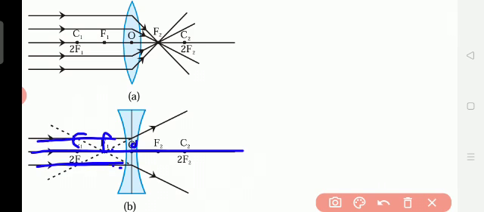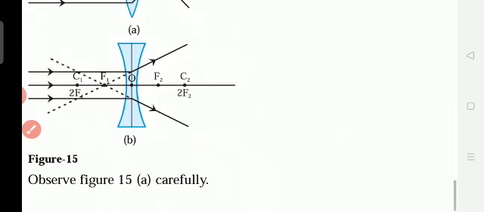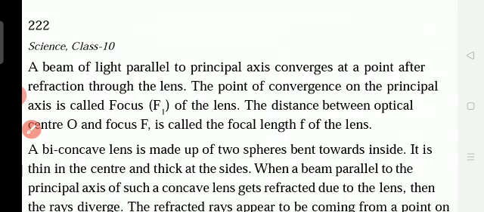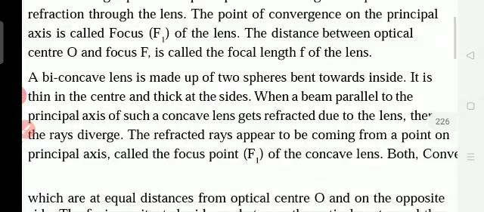Okay, so here we have two focal points, F1 and F2. The middle point between the center of curvature and the optical center is called the focal point. The distance between the optical center and the focal point is called the focal length. So 2F1 and 2F2, focal length. Okay, the distance between the center O and focus F is called the focal length of the lens. Okay, so here we see now.